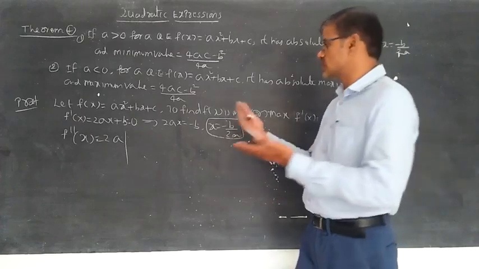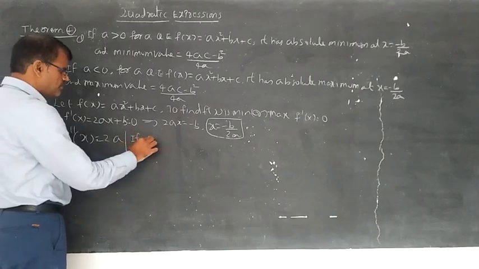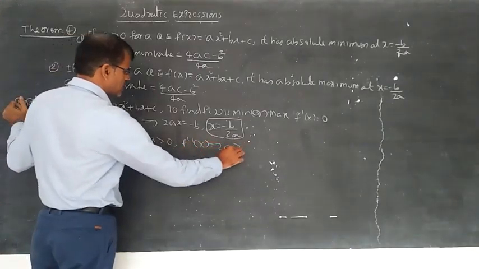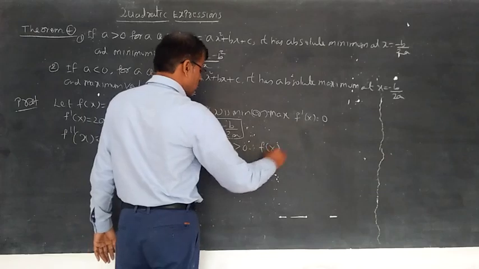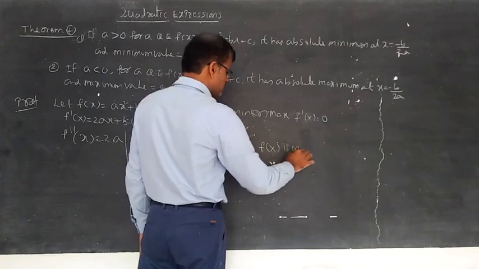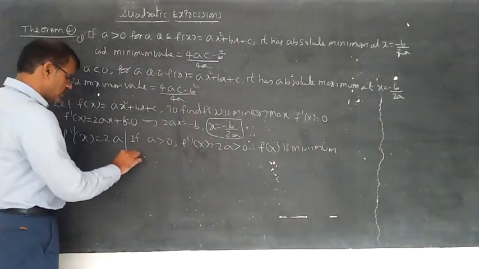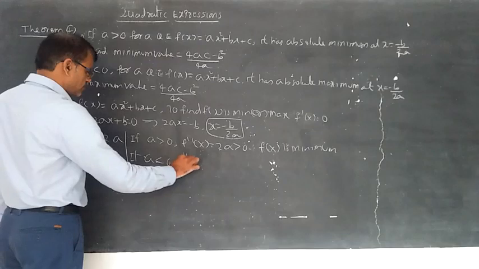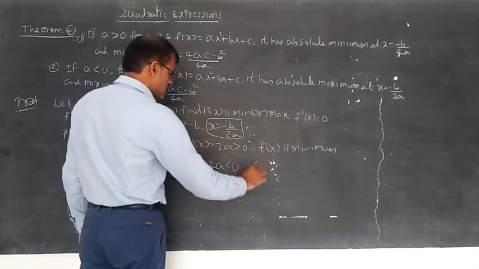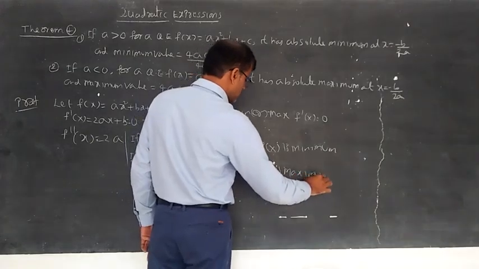To get the min or max value, you substitute the same value in the function f of x. Now write: if a is greater than 0, f double dash x is equal to 2a, which is greater than 0. Whenever f double dash is greater than 0, f of x is minimum. And if a is less than 0, f double dash x is equal to 2a, which is less than 0. Therefore, f of x is maximum.